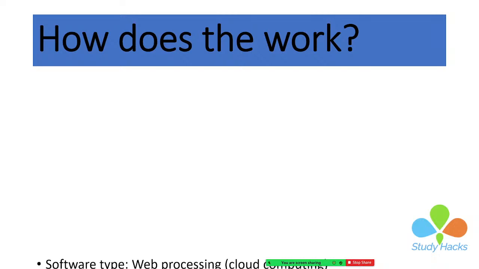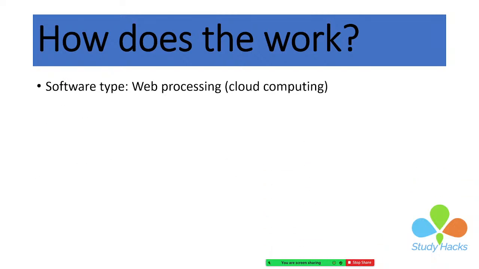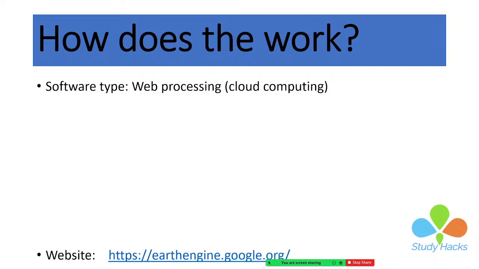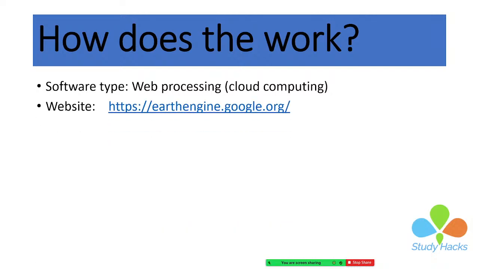Its software type is web processing. It is cloud computing, so you don't need to download any software, not ArcMap or QGIS, because this is totally web processing or cloud computing. This is the main website, earthengine.google.org. We can get all of the information about Earth Engine from this link. Accessibility is online: when you use the Google Earth Engine code editor, you must be connected online.